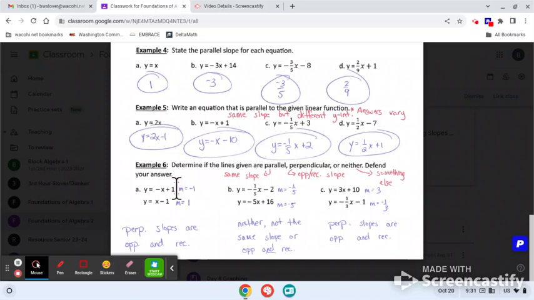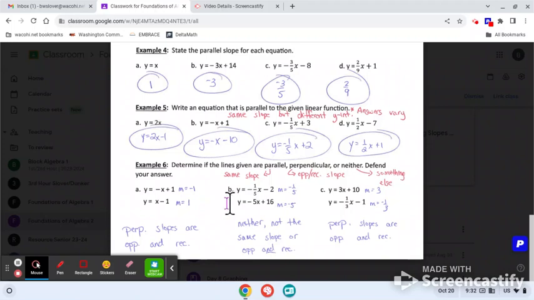So in the first one, here's my two equations. You should identify the slope in each equation. So the top one has a slope of -1, the bottom one has a slope of 1. Those numbers are not the same, so they're not parallel. They are opposite and reciprocal. The opposite of negative is positive. The reciprocal of 1 is 1. So these are perpendicular lines because their slopes are opposite and reciprocals.